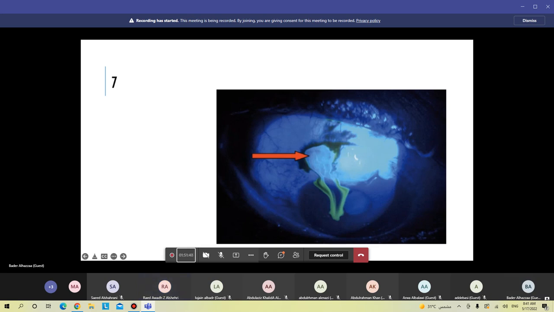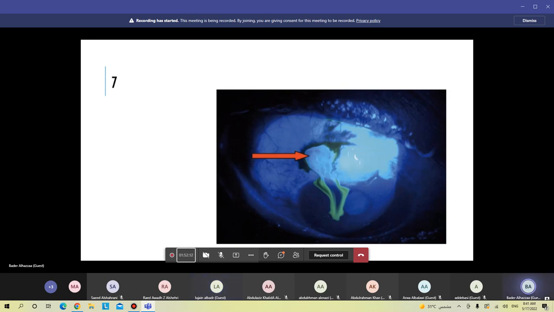Anybody can help us here? We can do patching. Yes, you can do a patch. Also, hold the steroid. Yes, decrease or hold the steroid. And give antibiotic, preferably gentamicin. Yes, we can change the antibiotic to gentamicin.